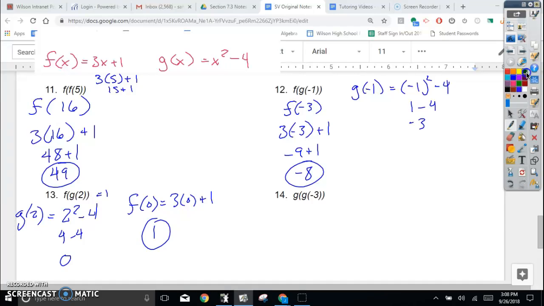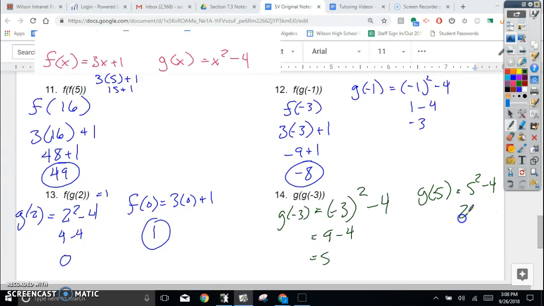All right. Let's wrap up with g of g of negative 3. So g of negative 3 is equal to negative 3 squared minus 4. So I'm going to get positive 9 minus 4 equals 5. I'm then going to plug that in for g again. So I have 5 squared minus 4, which is 25 minus 4, so our final answer is 21.